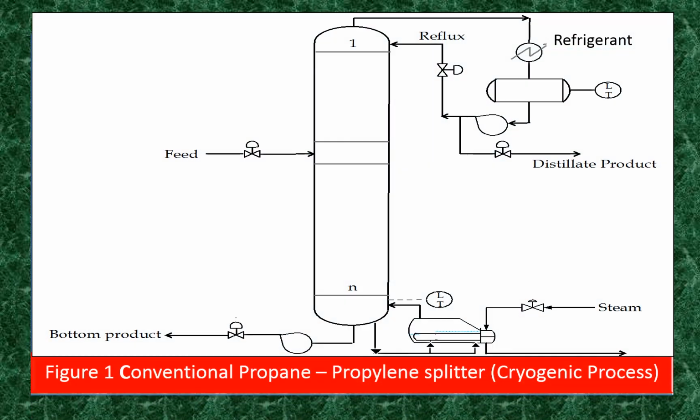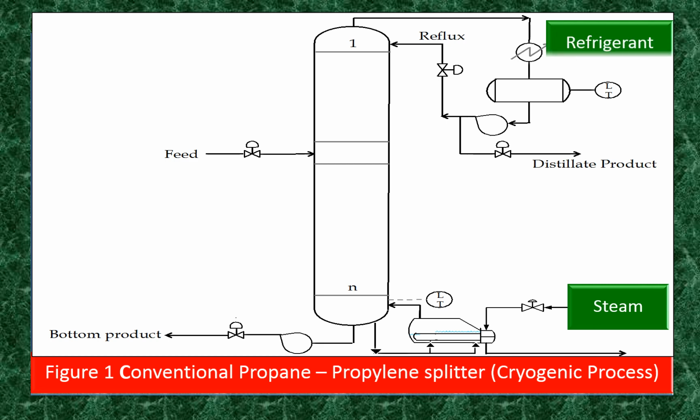This figure illustrates the conventional propane-propylene splitter operated under cryogenic conditions. The reboiler is driven by steam. The cryogenic condition needs a refrigerant for condensing the overhead vapor at sub-atmospheric temperature.